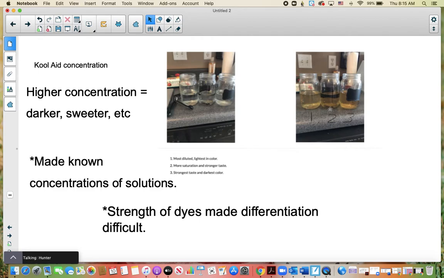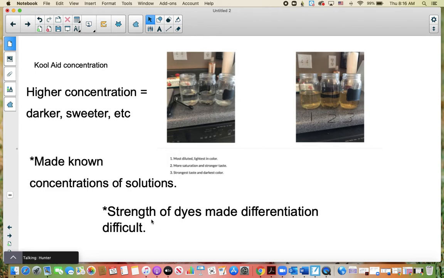Then the middle one had more saturation, so it was darker, and it had a stronger taste. And the last one had the strongest taste and the darkest color, which makes sense. The higher the concentration, the more flavor you're going to get out of it. So again, comparing that back to real chemistry, the higher the concentration, the more it's going to do what it does. So if it's really highly concentrated Kool-Aid, it's going to taste a lot like Kool-Aid. If it's really highly concentrated acid, it's going to be a relatively strong acid. We'll talk about what that means. Strong and weak acids have specific definitions in chemistry, so I need to be more careful.